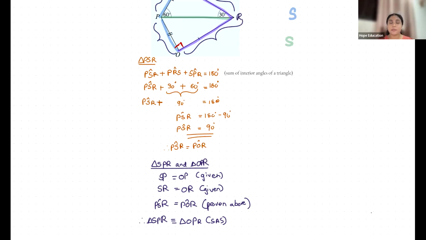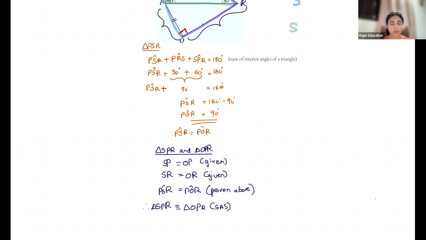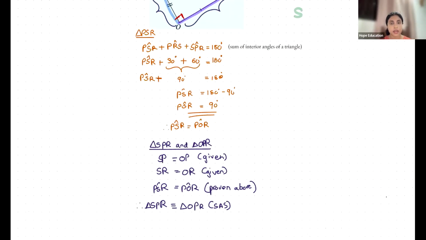Have you all finished, Lamai? Anybody who needs more time for this? How is PSR equal to the other angle? Okay, I will give you more time for sure.